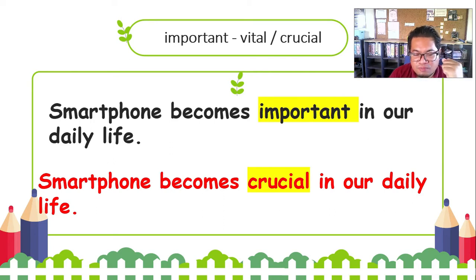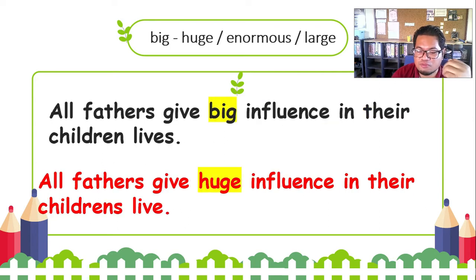Okay. Smartphones become important in our daily life. Important tu kita tukar. Smartphones become crucial in our daily life. Okay. Jadi taklah nampak ayat tu sama je, kita tukar sikit. Jadi lain sikit bunyi dia. Maksud dia sama. Big, ada huge, enormous, large, gigantic, banyak lagi.